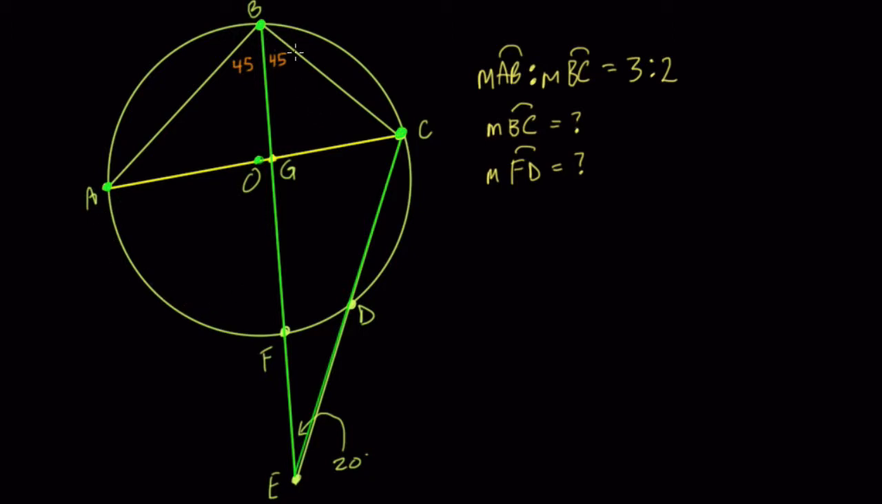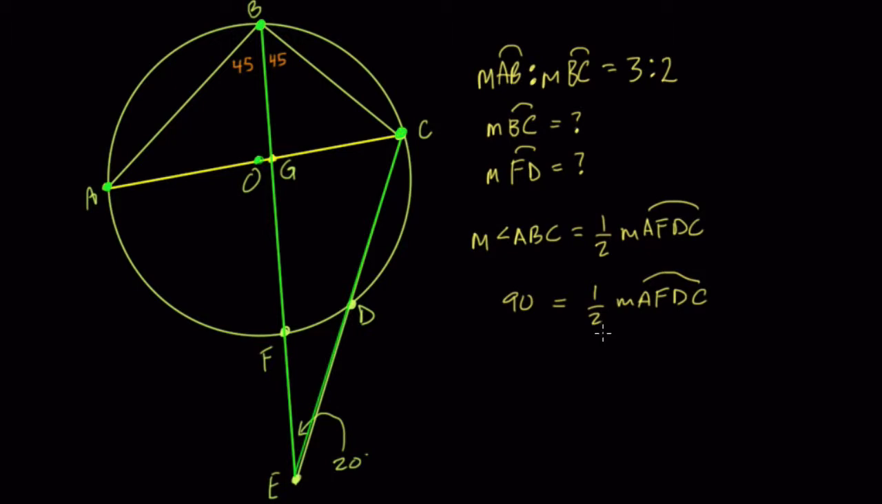And what's nice is that the measure of ABC, this angle right here, the measure of angle ABC will be equal to 1/2 the measure of the arc it intercepts, in this case AFDC. So we know the measure of angle ABC is 90 degrees. And we know that it's 1/2 of the arc it intercepts. So it's 1/2 of the measure of the arc AFDC. So that means that what? That the arc, well, to solve for it, multiply both sides by 2, and it's 180 degrees. So the measure of our arc, AFDC, is 180.